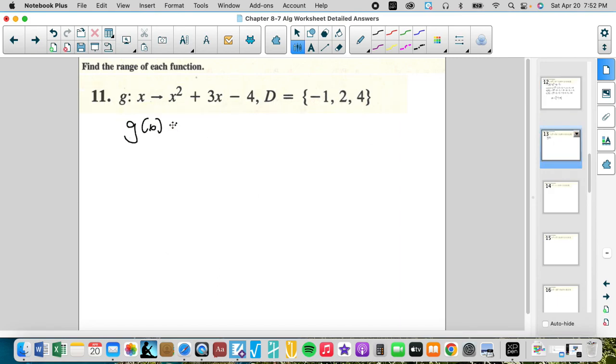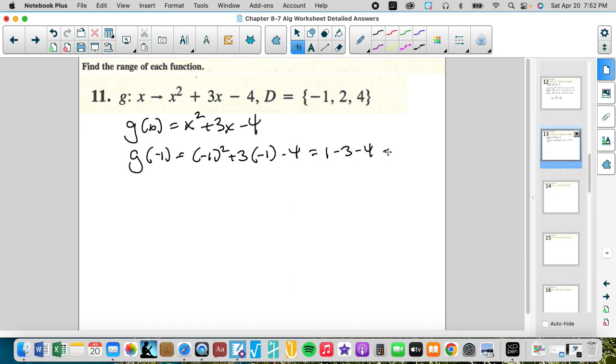G of x equals x squared plus 3x minus 4. So g of negative 1 equals the quantity negative 1 squared plus 3 times negative 1. It's really not a quantity right there. That's going to be 1 minus 3 minus 4, which is negative 6.